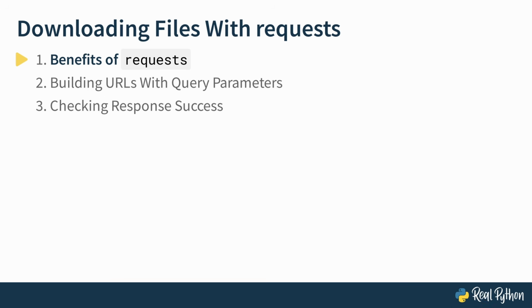Now you will look into the requests library. While urllib is great because it's built in, requests is the industry standard for interacting with HTTP in Python. In this section, you will see the main benefits of using this library, how to dynamically build URLs using query parameters so you aren't manually stitching strings together, and how to verify that your request was actually successful before you try to use the data.